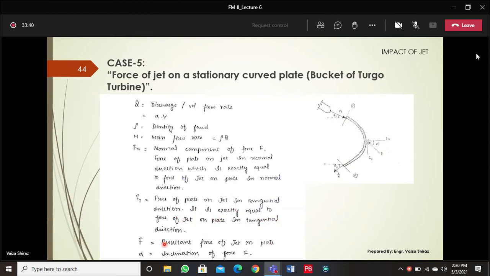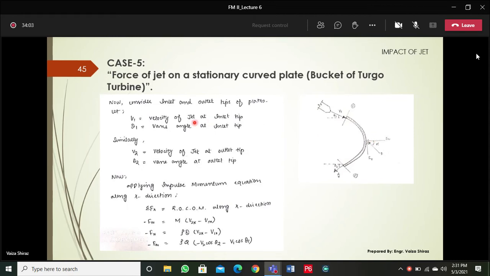What is F? That is the resultant of the force of the jet on the plate, and alpha is the inclination of the force F. So your ultimate objective is to find out this F. For that, you will first find out Fn and Ft, and the resultant will give you F. Also, you can find out the inclination angle alpha.